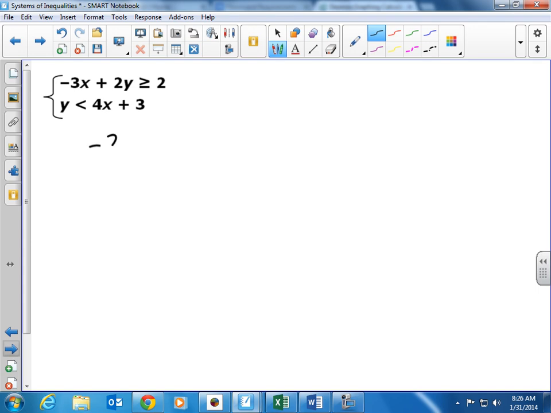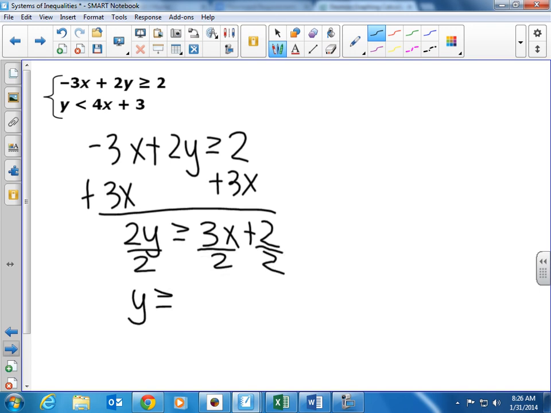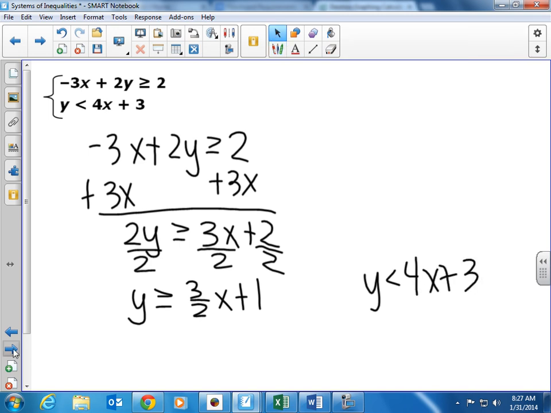Notice that it is not in slope-intercept form. So the first thing we need to do, which we should all be experts at, is get this inequality in slope-intercept form. As you can see, I'm doing that right now. You should be doing this on your paper as well. And I find out that my inequality says y is greater than or equal to 3/2 x plus 1. Now my second inequality, y is less than 4x plus 3, is already in slope-intercept form.